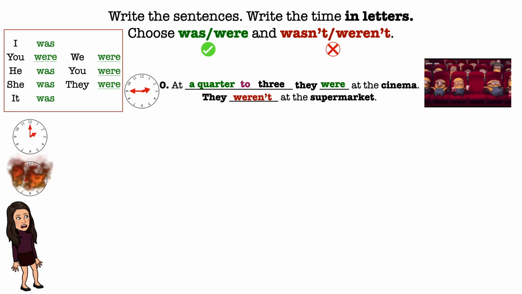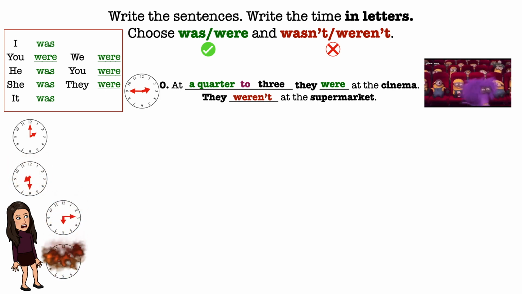Now let's discuss 4 more times together, and then you will write the sentences yourself. So time number 1. Look at the time. What time is it? Try to say it. Good. It's 2 o'clock. It's 2 sharp. Very nice. Time number 2. What time is it? It's 8:30.